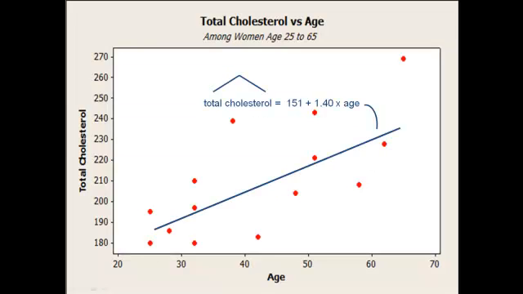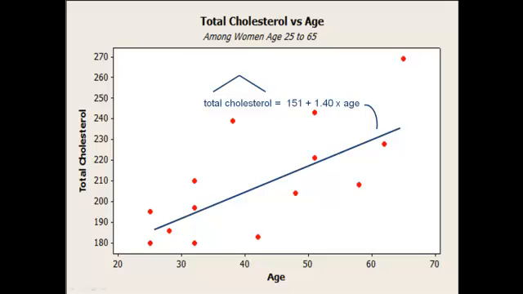Now, let's go back and look at our cholesterol data set. Recall that we had data on total cholesterol versus age for a sample of women aged 25 to 65 years old. And we fit a regression model to this data. Our regression equation came out to be predicted total cholesterol, remember that's the response or the y variable, is equal to 151 plus 1.40 times age.